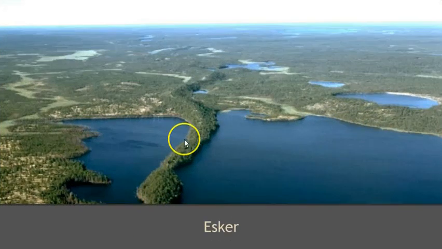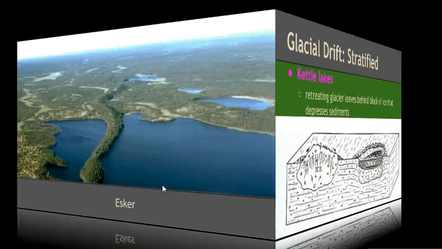So this would be an example. Here's an esker. If we're looking, you can imagine the glacier was coming at us, and this was a river that was underneath that glacier. So it's kind of this snaky, long thing that goes off into the distance. There's a river that was running underneath the glacier, and it deposited all this material. And then the glacier melted away and left behind the esker.